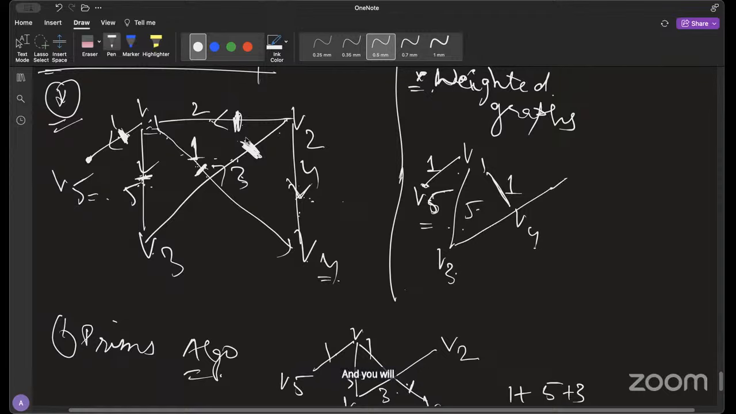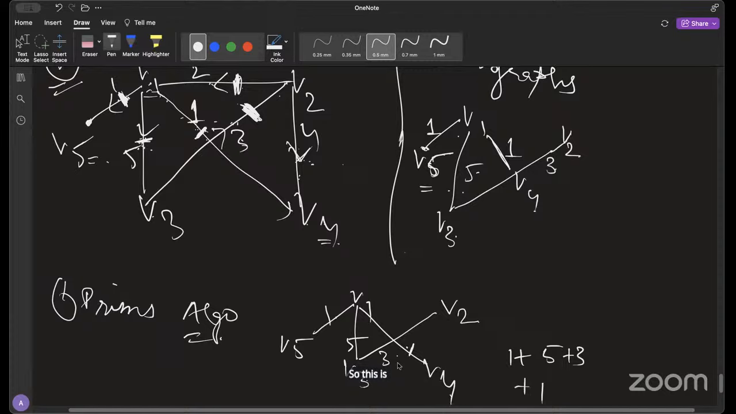You will have to choose this edge because every vertex is not yet covered. V2 is not yet covered. So you'll have to choose this and then you'll have a 3 here. So this is what you got here. And now every vertex is covered, so you don't need to continue.